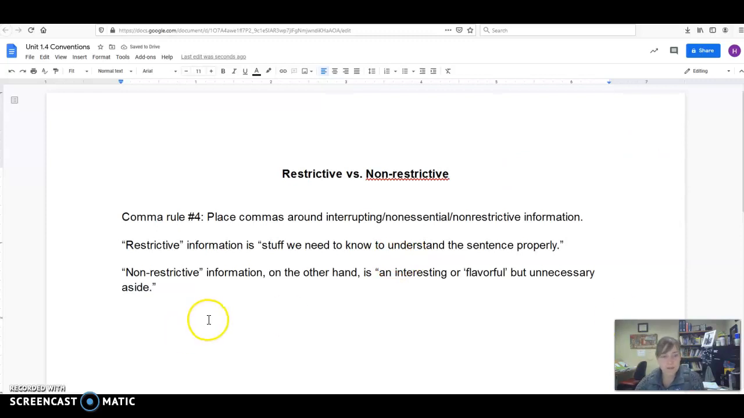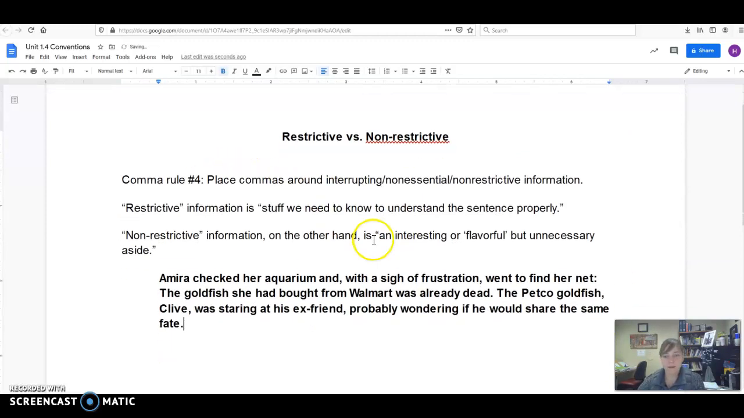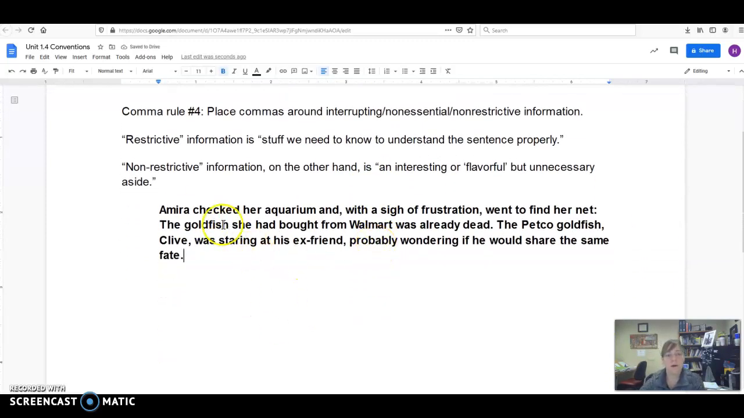So let's look at some examples here. I've got a paragraph for you. So Amira checked her aquarium and, with a sigh of frustration, went to find her net. The goldfish she had bought from Walmart was already dead. The Petco goldfish, Clive, was staring at his ex-friend, probably wondering if he would share the same fate.